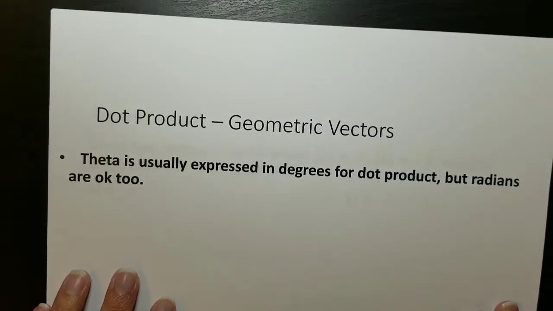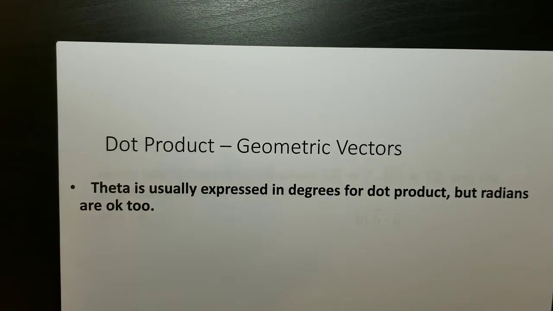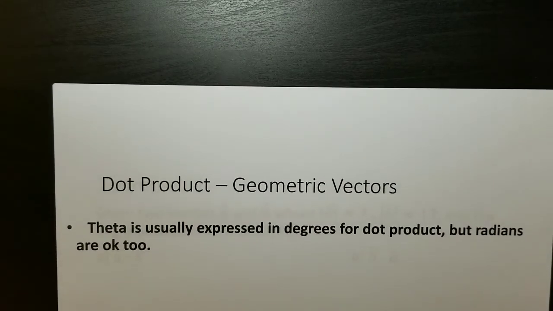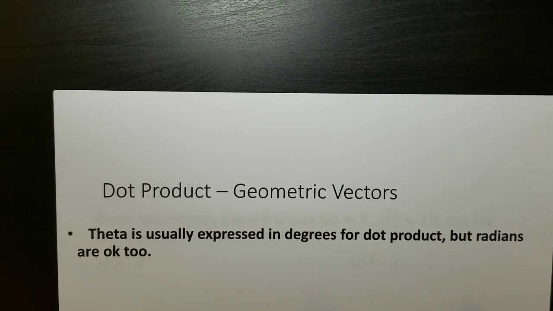Just a quick note, when we're doing all of our work in vectors, we're going to be using degrees, but there's no reason you couldn't work in radians. The standard though is degrees. So we're not going to be really working in radians for any of the vectors work. But since you're just finding the cosine of the angle, if you had radians, that would be fine too.